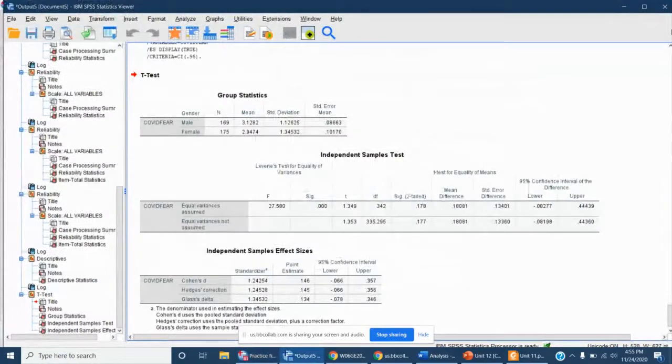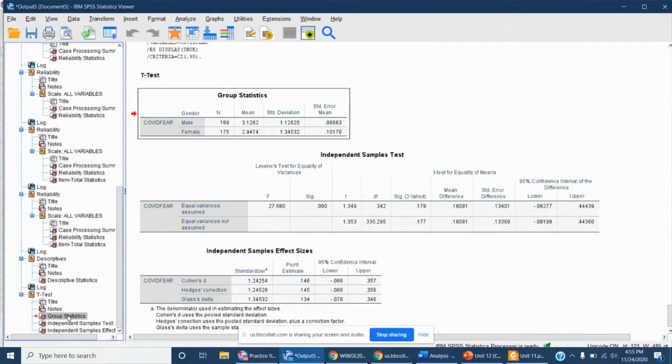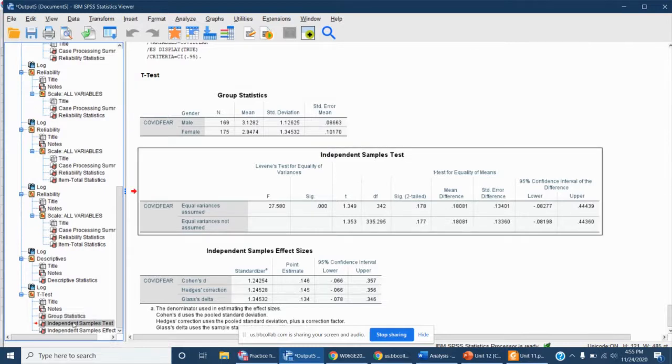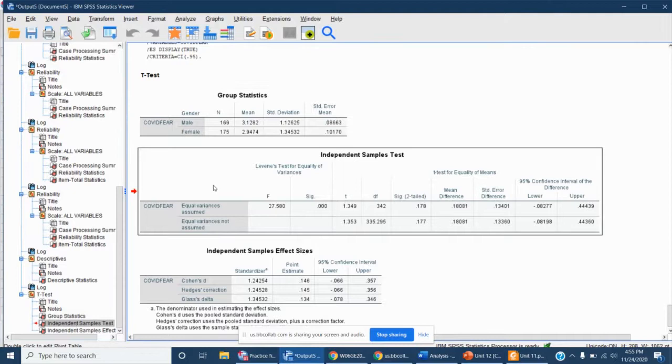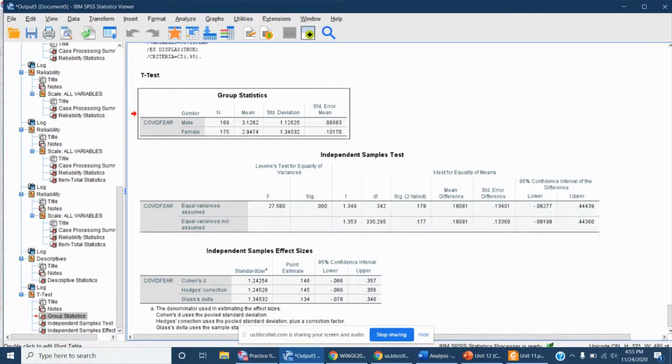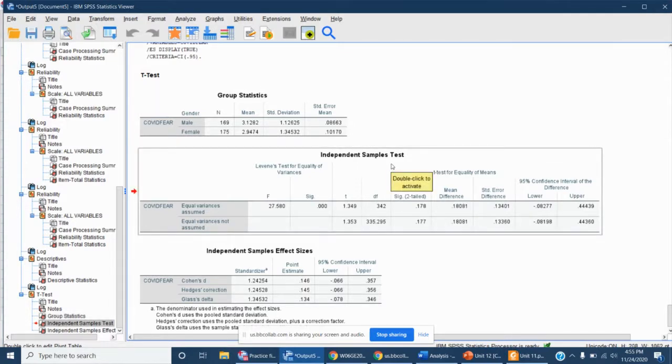I click on OK, and here I'm interested in two tables. The first table is the group statistics table, which becomes obvious just by clicking it here. The second table is the independent samples t-test table. These are the two tables I am particularly interested in, and they will inform me whether my hypothesis is accepted or rejected. I can simply look at one value and make the inference whether my hypothesis is accepted or not, whether there are differences between males and females.